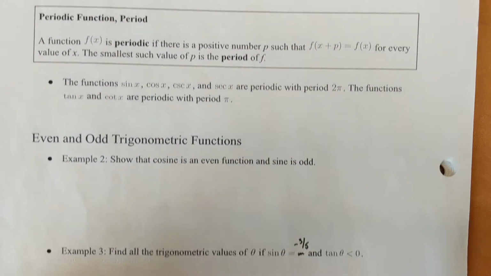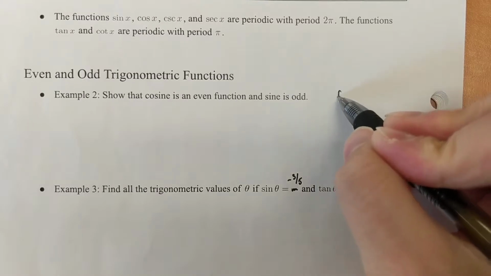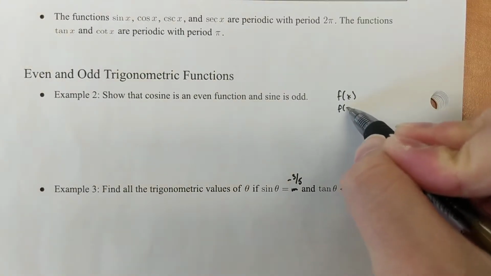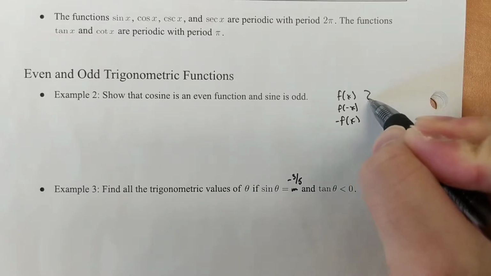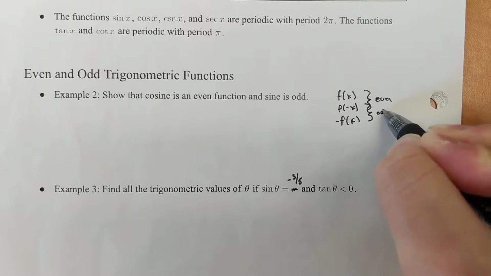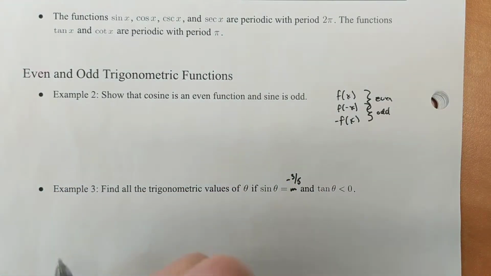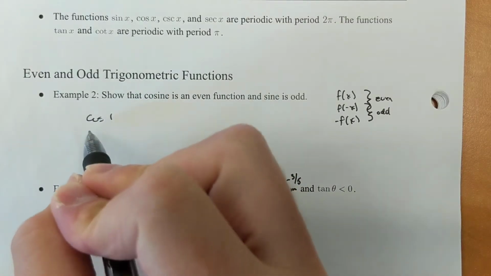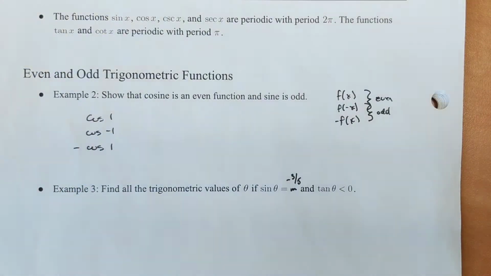So example 2 says show that cosine is an even function and sine is odd. Remember, your rules to do that were you checked f of x, f of negative x, and negative f of x. If the top 2 are equal, you had an even function. If the bottom 2 are equal, you had an odd function. We'll just pick 1 for example. So we'll do the cosine of 1, the cosine of negative 1, and the negative cosine of 1. And we'll see what values we get.